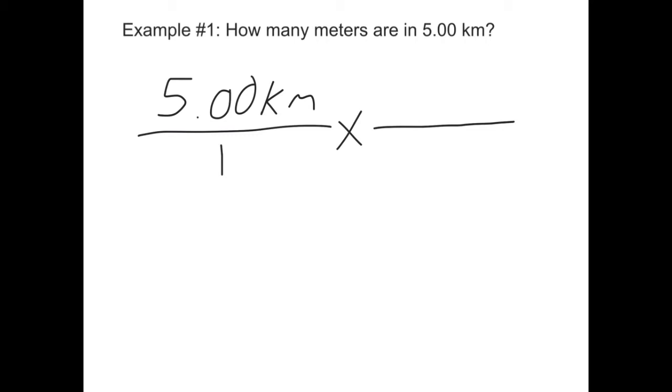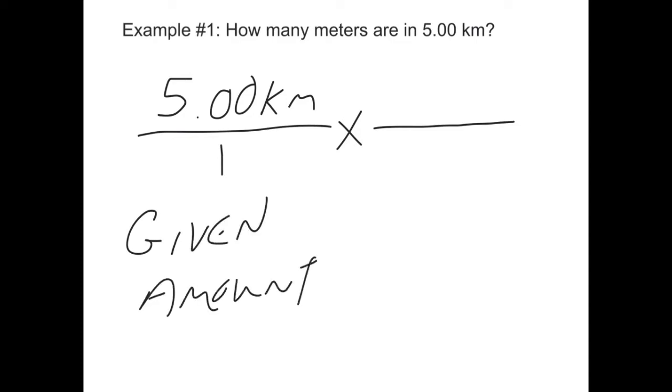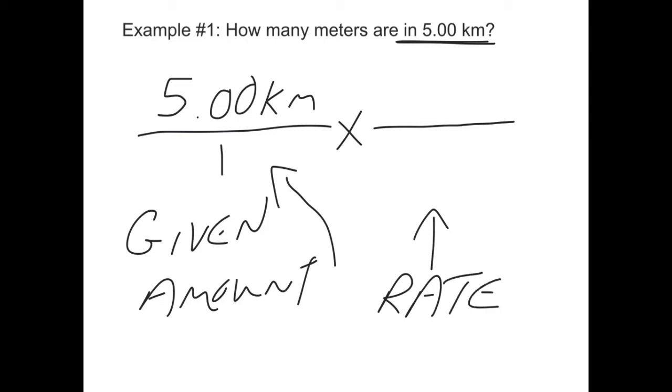But you'll notice that I've got kilometers in the top, and what I'm going to do is put in a rate. So the left side is known as the given amount. Okay, the left side, the first fraction, is known as the given amount, and that's what's given to me in the question. It's what I have, it's what I know. We have 5 kilometers. What we want to get it into is meters, and that comes in the form of something known as the rate or rate factor. And again, according to the notes in your textbook, the rate is just a fraction.